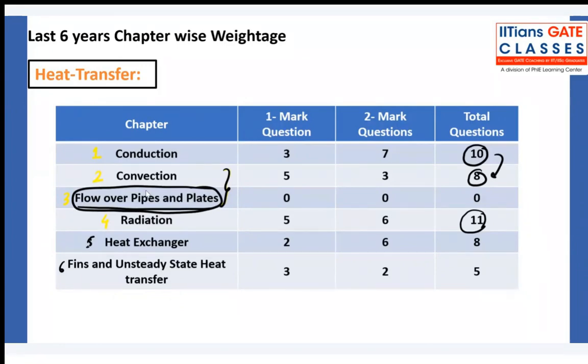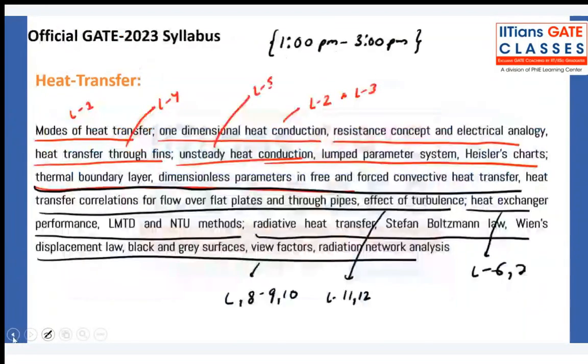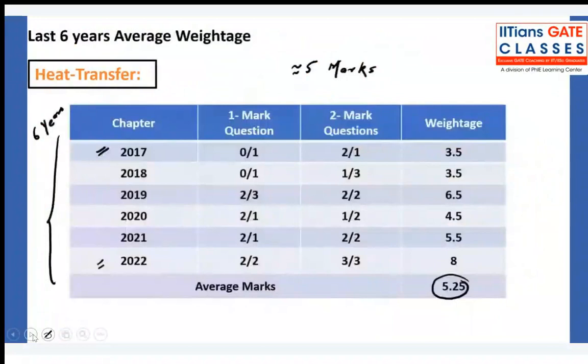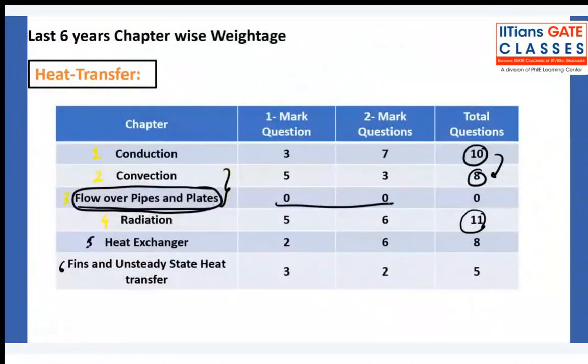But anyway, we cannot skip it because it is given in the official syllabus as well. It is given in flow over flat plate and through pipes, so we cannot skip this. Although in the last 6 years they have not asked a single question, we cannot do anything. We have to cover this anyway. Okay, chalo. Fins and unsteady state is also 5 marks, and heat exchanger is 8 marks.